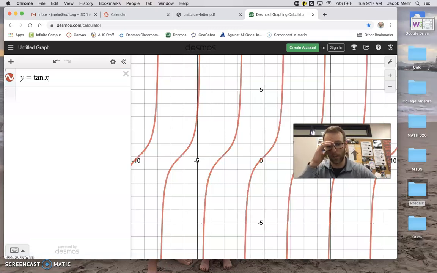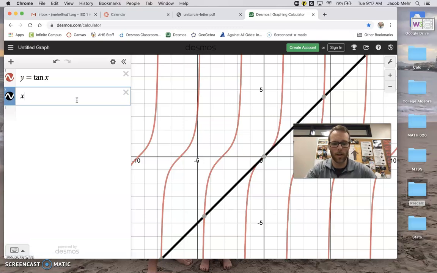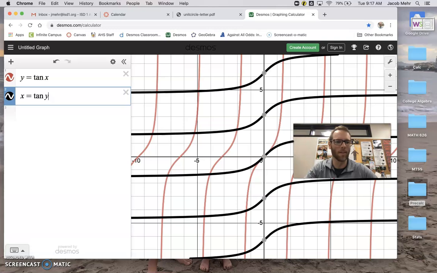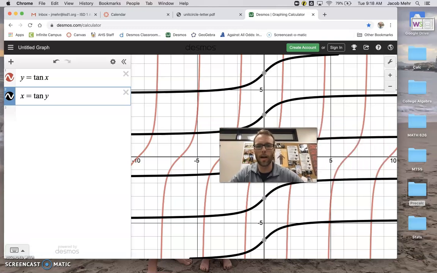Now, what's going to happen when we switch the x's and the y's and we reflect it over the line y equals x? So I'm going to type in x equals the tangent of y. Yeah, looks like that. Kind of interesting, isn't it? Clearly, this fails the vertical line test. Okay, how are we going to restrict this one down? This one, I think, is a little bit more obvious.